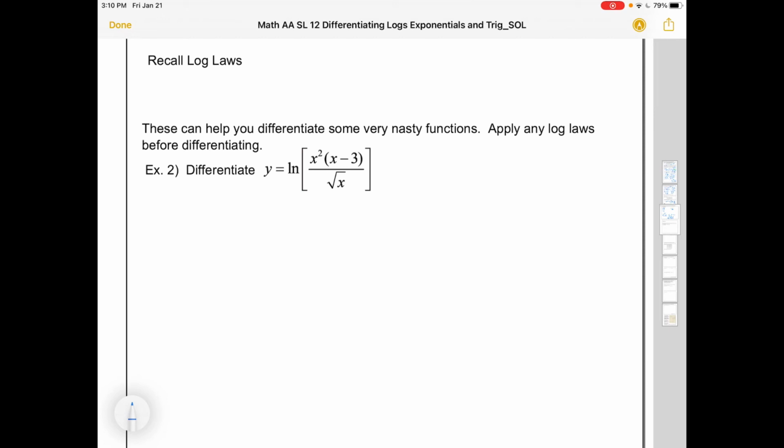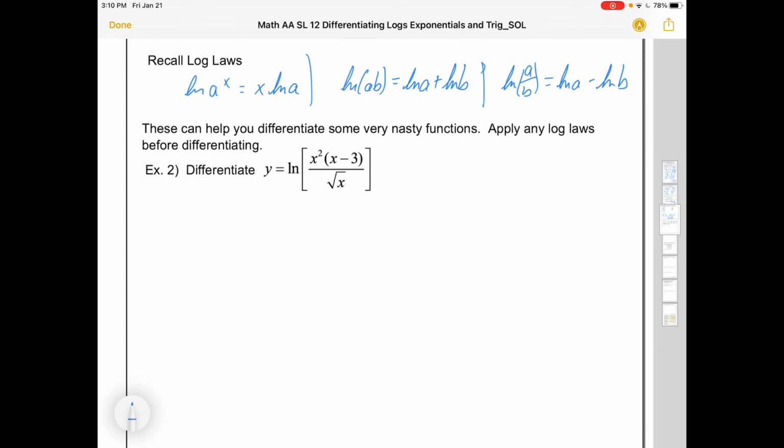So here are our log laws. And I'm going to write them with natural logs here. ln a to the x is equal to x ln a. ln a times b is equal to ln a plus ln b. They work for any base, but we're going to see them most often with natural logs. And ln a over b is ln a minus ln b.